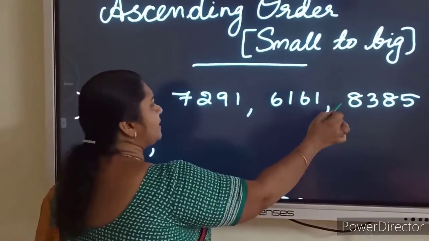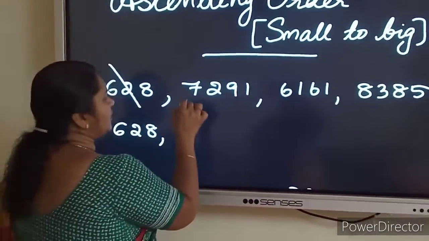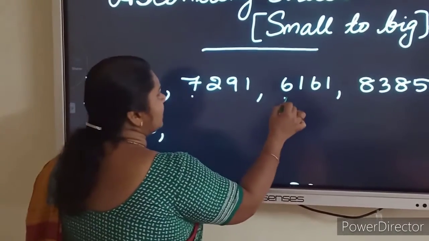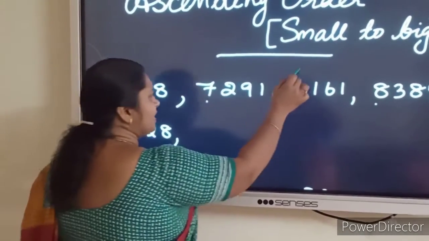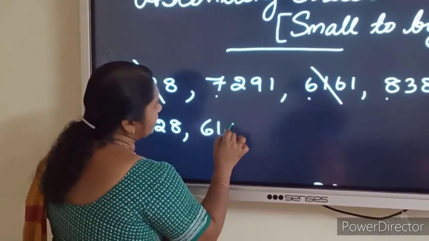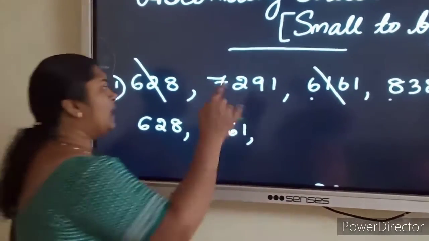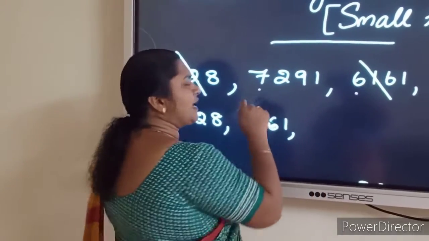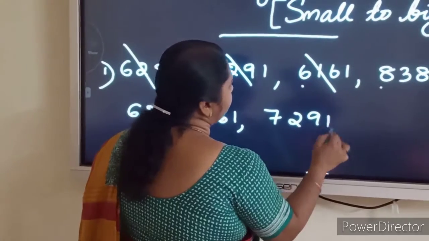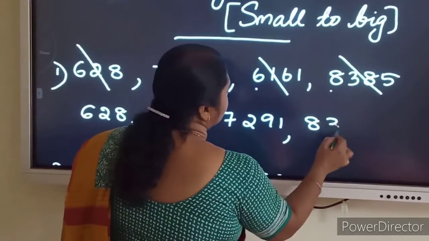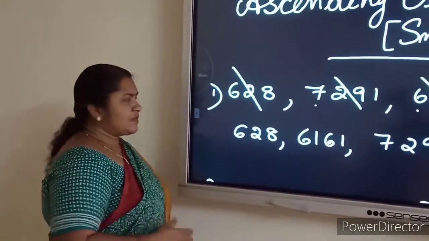Now we have these 3 numbers and all these 3 numbers have 4 digits. So we have to take the first digit: 7, 6, 8. Who is the smallest one? The one which starts with 6. So I cut that also. 6161. Now we have only 2 numbers and this starts with 7. So this number will be the next one and the last will be 8385. Let's move to the next question.